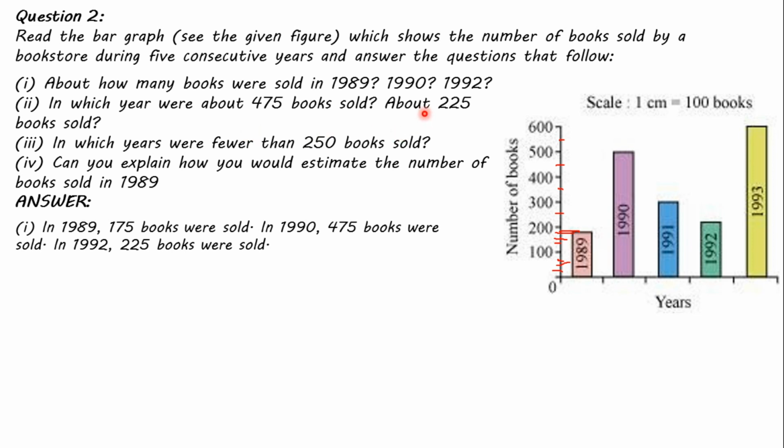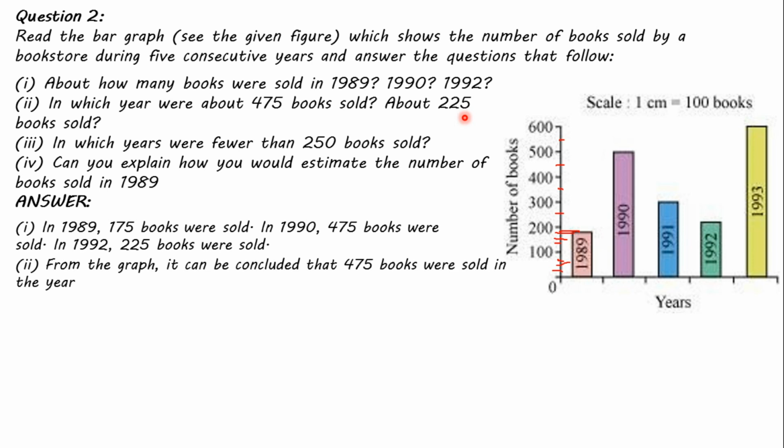And for the second part, about 225, this is 200 and this one is 225, below 250. So it touches the line of 1992. So our answer is 1992. From the graph, it can be concluded that 475 books were sold in the year 1990 and 225 books were sold in the year 1992.